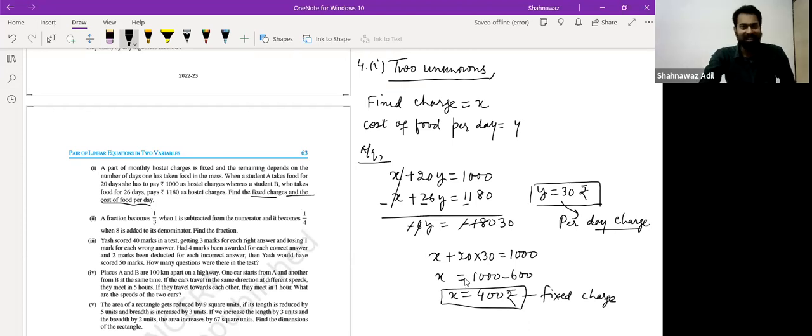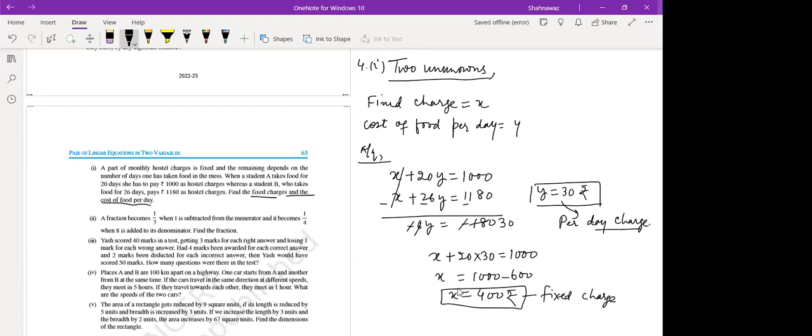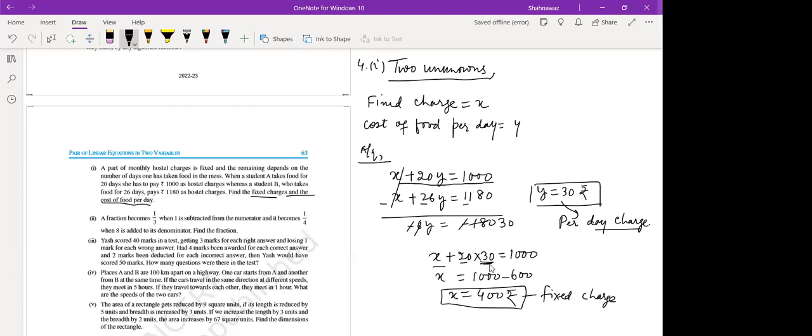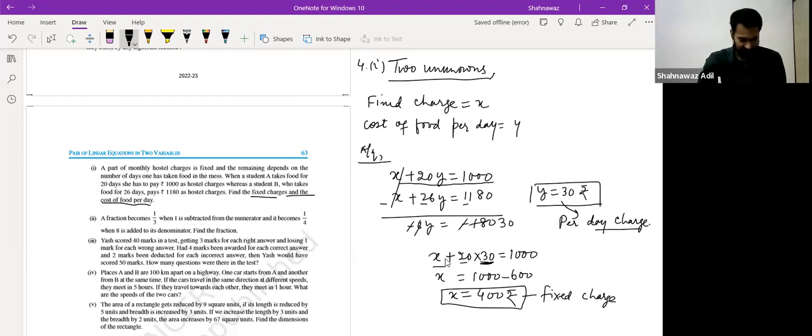Okay, so now it's your turn. Can I ask one question, sir? Yes, of course. The per day charge, how did you find it, sir? Okay, so we can use any one of these equations to calculate the per day charge. x plus 20y is 1,000, and we know x, right? So this is how we calculate the unknown. We get one known, and then from that we can find the other. Thank you, sir.